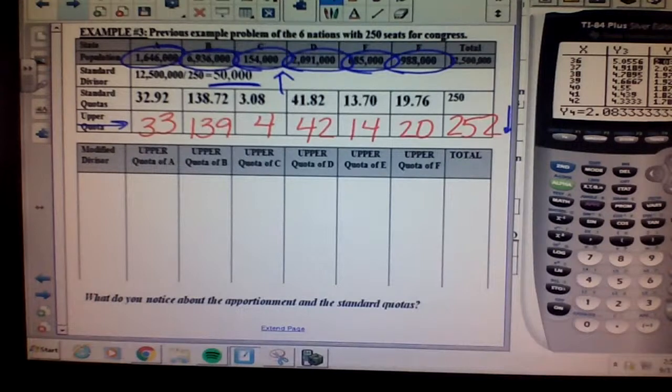I have a question. Yes. Can you do it using the lower quotas? Yeah, you could do this using the lower quotas. Your answer's gonna be different. Your modified divisor will have to be different, it won't work the same.